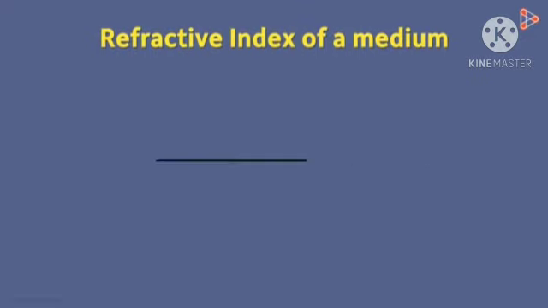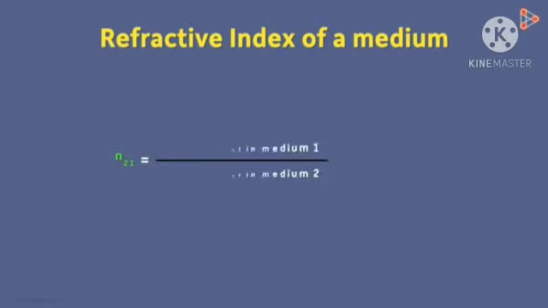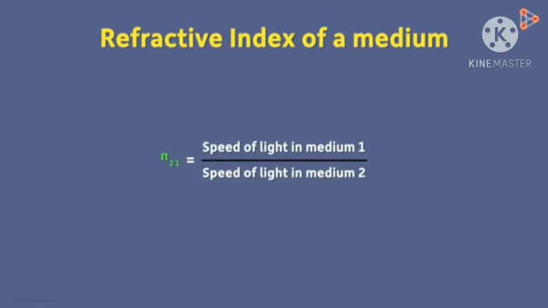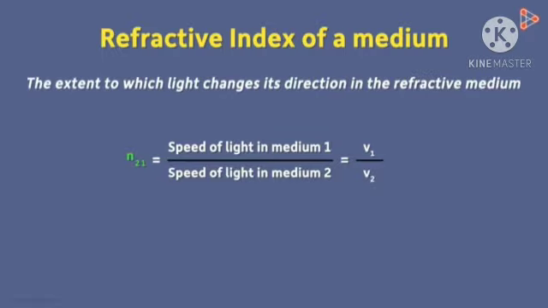Mathematically, it is the ratio of the speed of light in the incident medium to the speed of light in the refractive medium. It's denoted by n, and the two numbers in the base are the two mediums. We read this as refractive index of medium 2 with respect to the incident medium 1. Also, V1 and V2 are speeds of light in medium 1 and 2 respectively. We can also define it as the extent to which light changes its direction in the refractive medium.